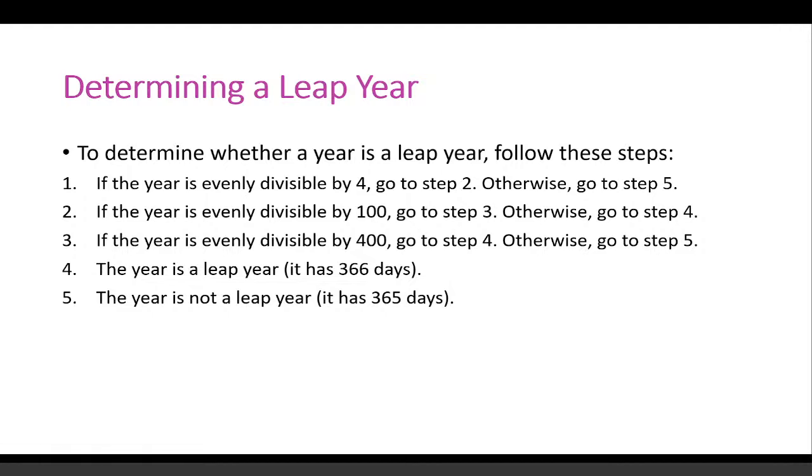So if the year is evenly divisible by 100, we're going to go to step 3. Otherwise, we're going to go to step 4. If the year is evenly divisible by 400, we're going to go to step 4. Otherwise, go to step 5. And these step 4s and 5s: 4 is that it is a leap year. 5 is that it's not a leap year. So as you're watching this, you can pause here if you want, give this a try, then come back. And I'll go ahead and do this program now.